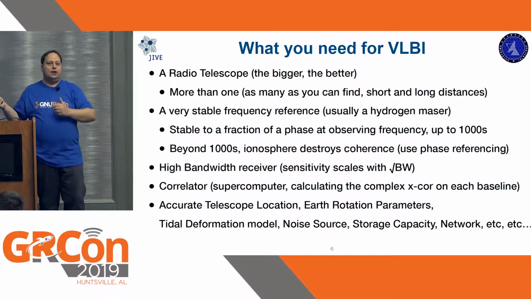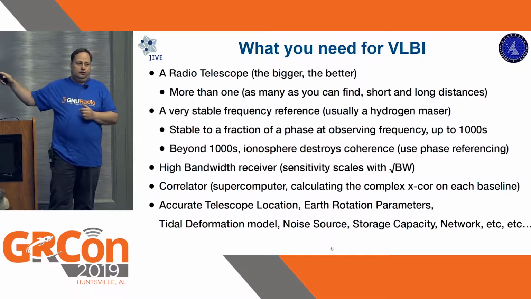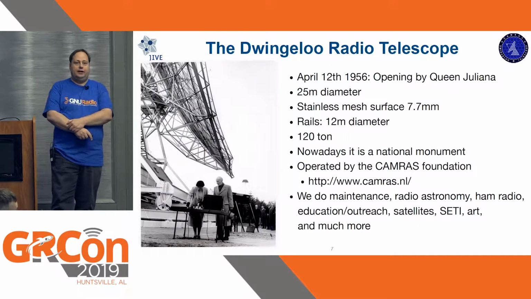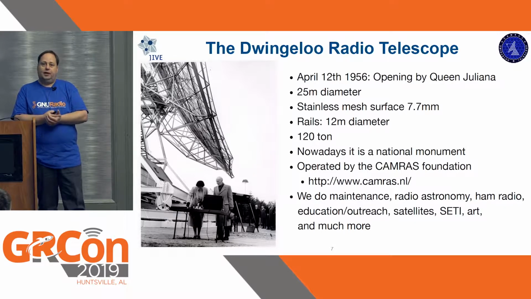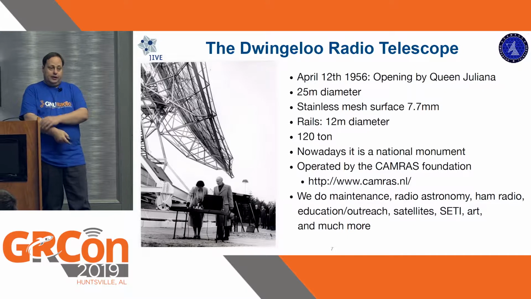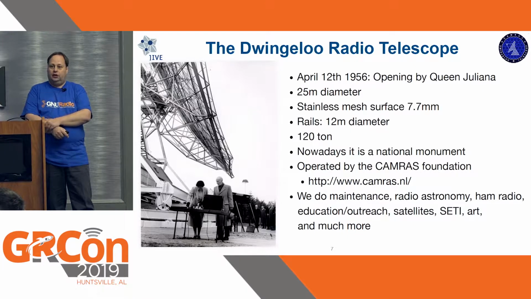So for the rest of the talk, I'm going down this list of things you need and see what I can find. So we start with a radio telescope. In my spare time, I'm a volunteer at the Dwingeloo Radio Telescope. It's a very ancient instrument. At one time, it was the largest fully steerable radio telescope in the world. It's a 25-meter diameter dish.